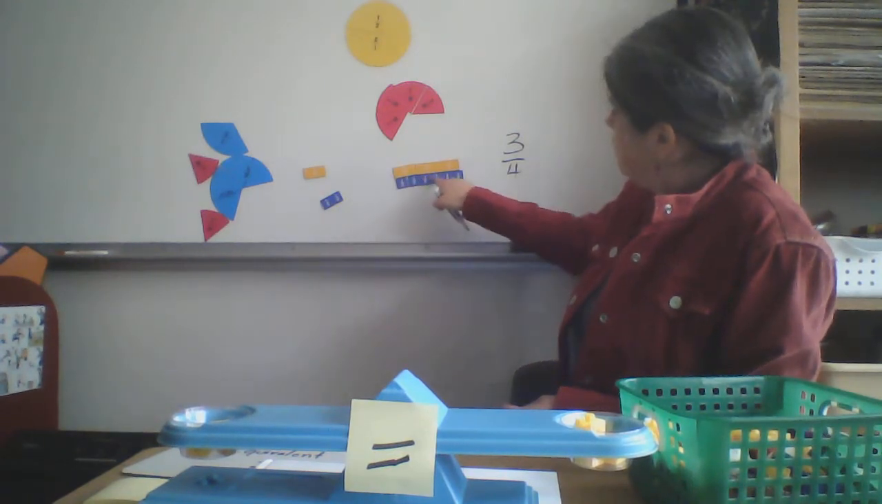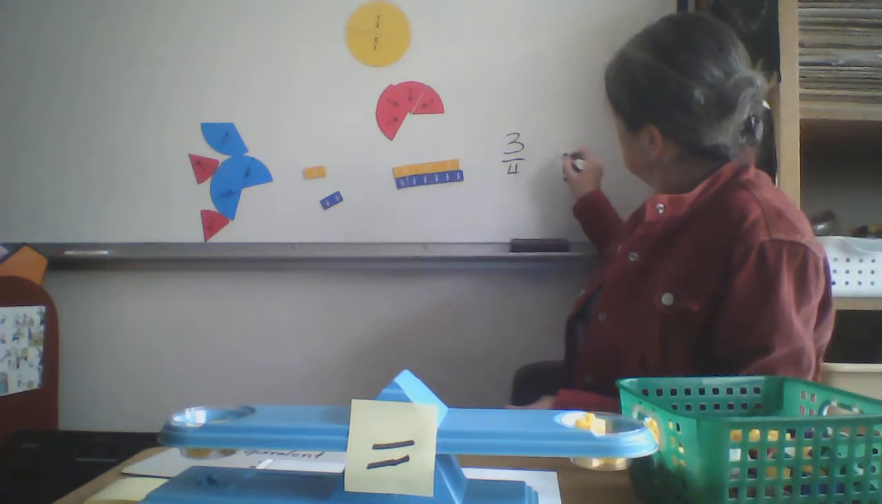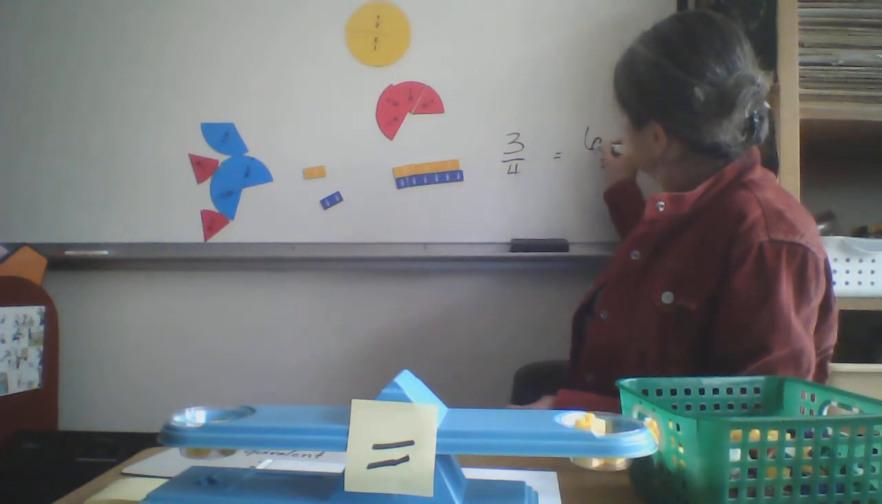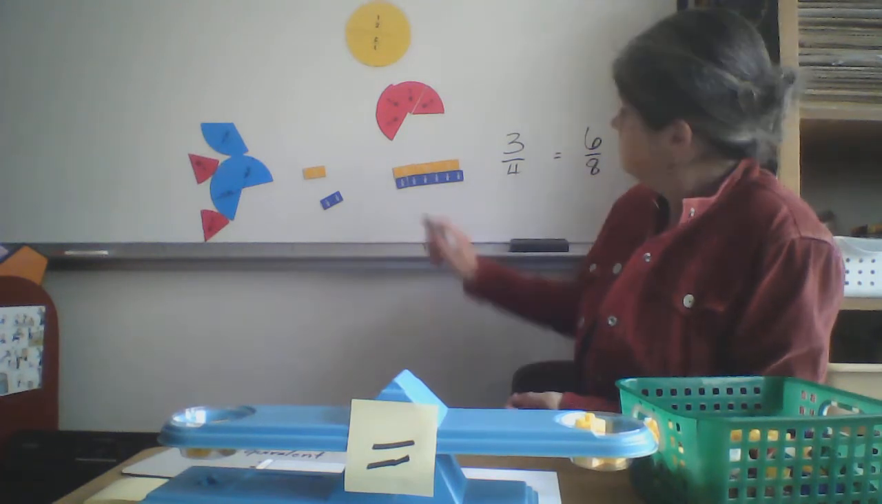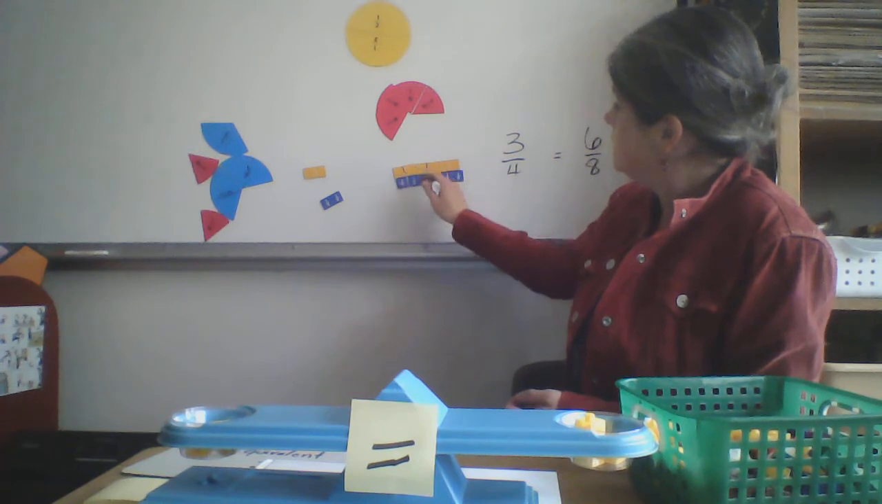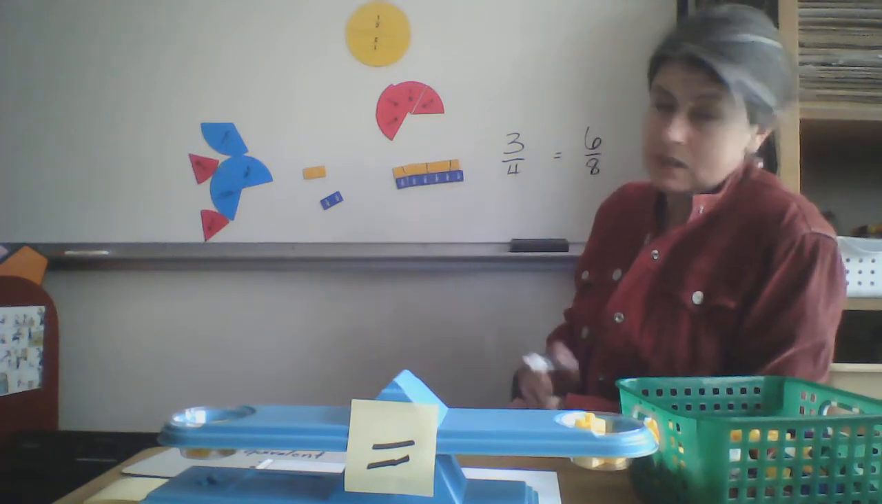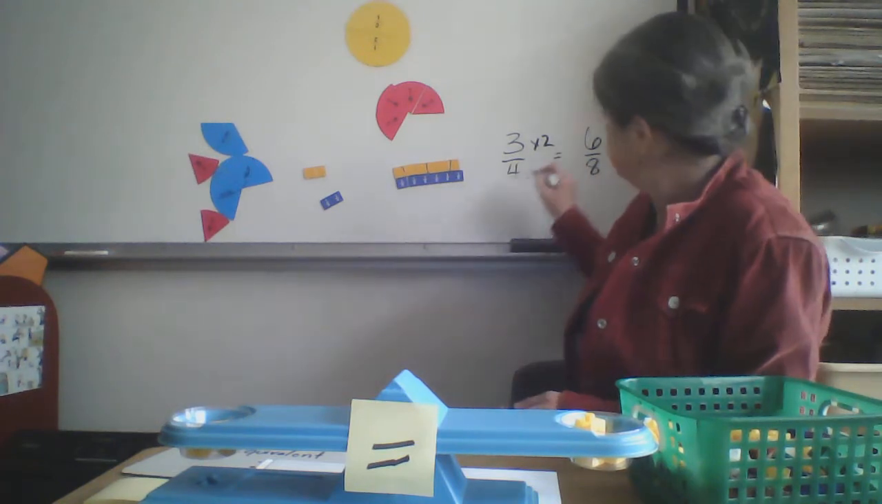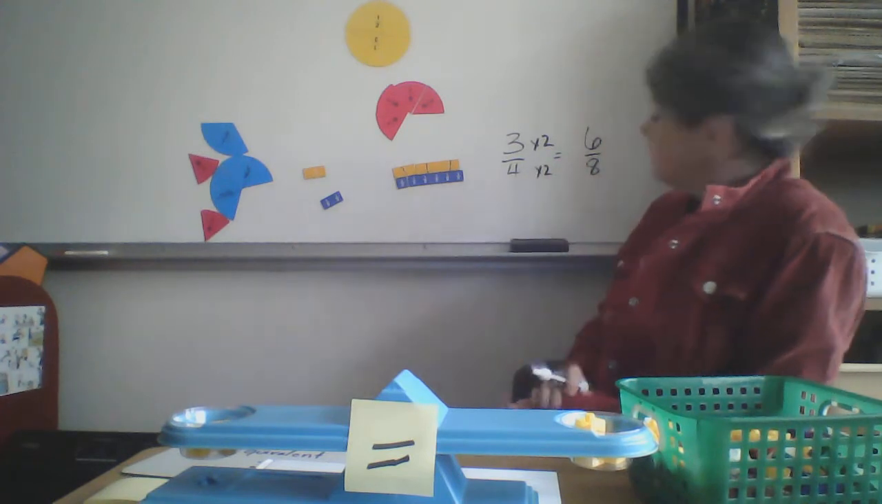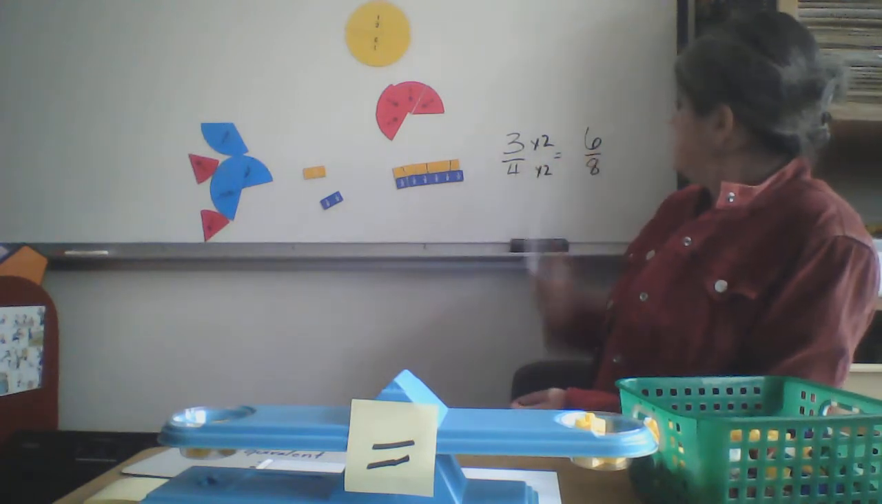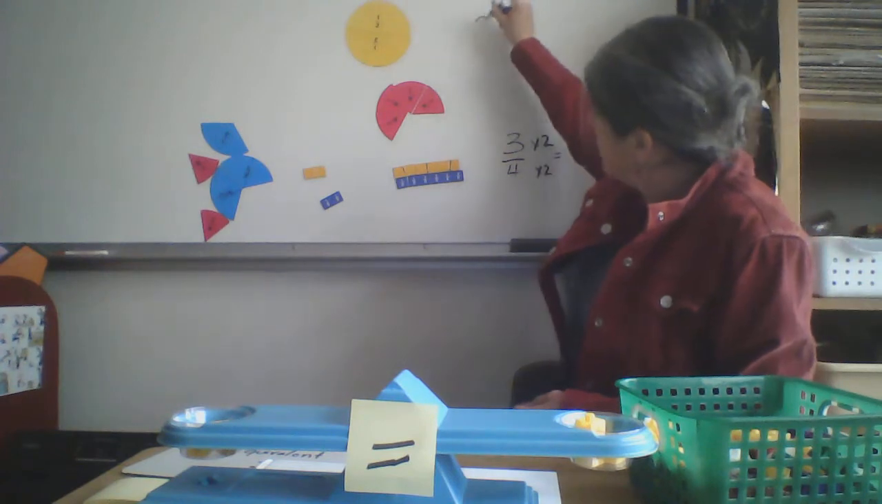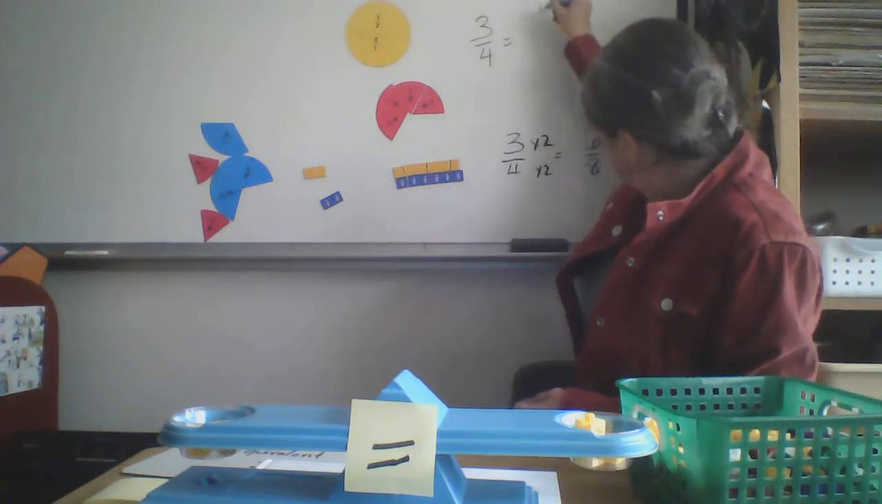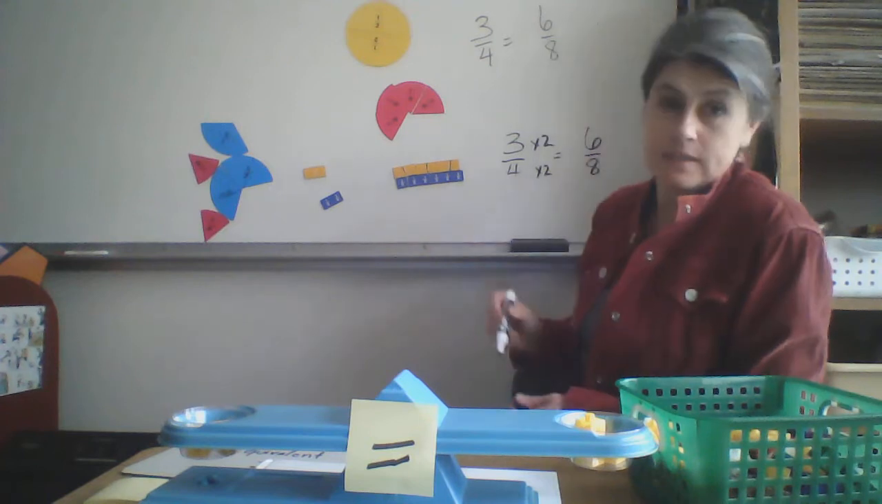1, 2, 3, 4, 5, 6. Okay, it works. What did I do? I cut these so I had twice as many pieces. And if I do something to the numerator, I better do it to the denominator. 3 times 2 is 6, 4 times 2 is 8. I can say that 3/4 is equal to 6/8.